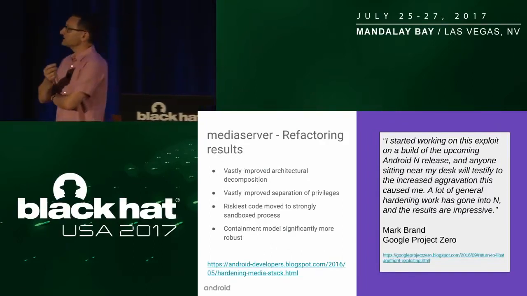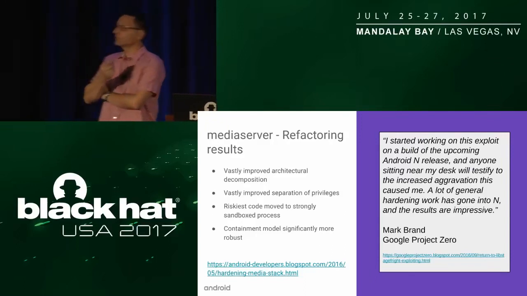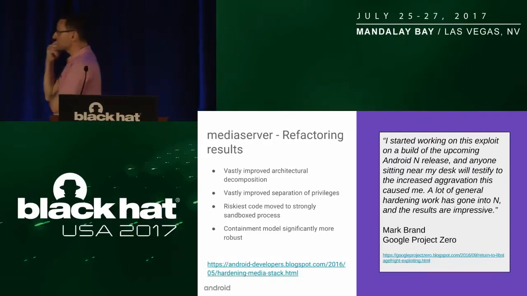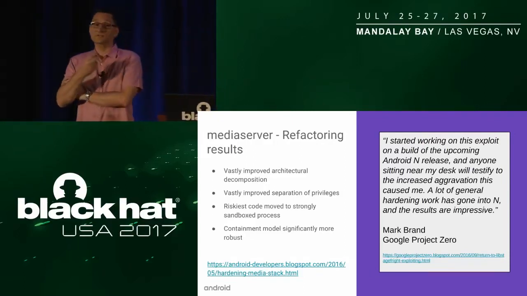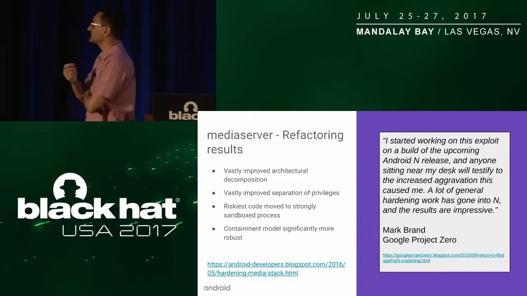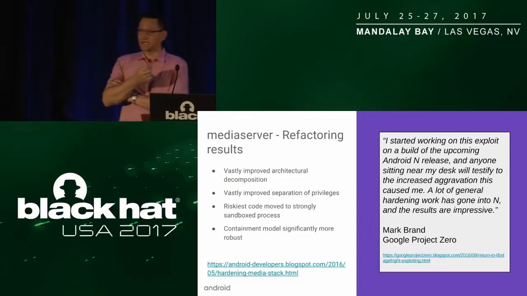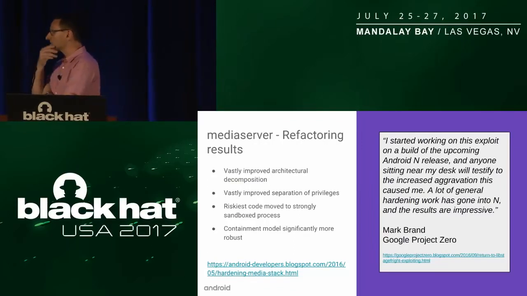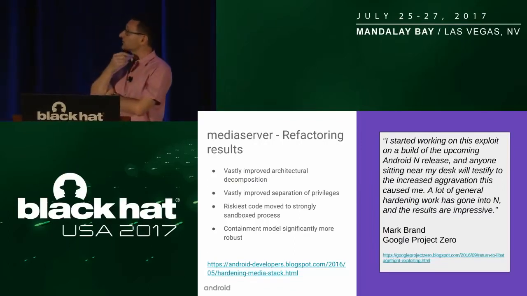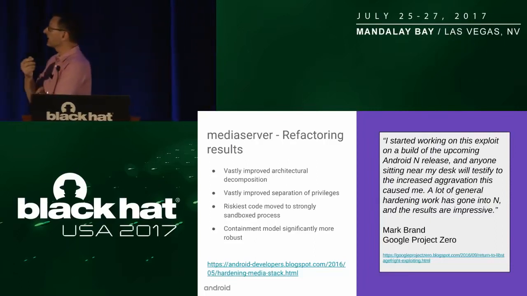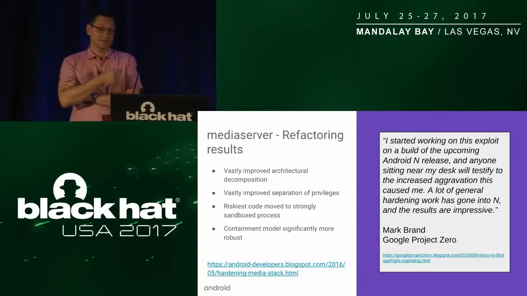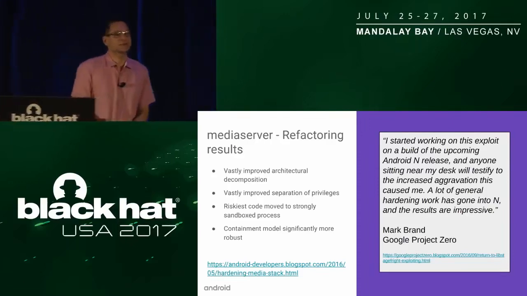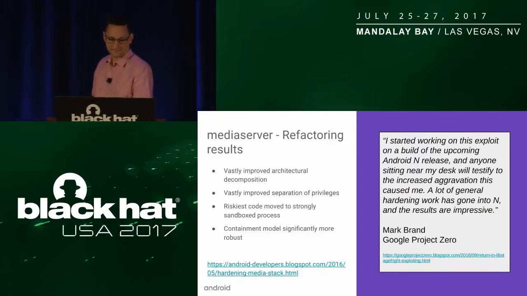The results were really impressive. Vastly improved architectural separation. It was easier to reason about these processes. We could create stronger sandboxes with tighter IPC boundaries. And the containment model is more robust. The Project Zero folks, who are great folks, put together a blog post. They basically said, I started working on an exploit for media server, and I got frustrated. This stuff is hard because of the constraints that we put in place. As a defensive security researcher, these are the kinds of things I'm really excited about.